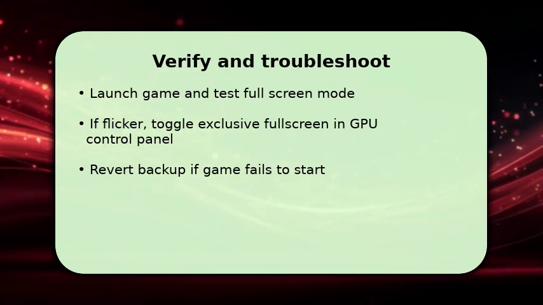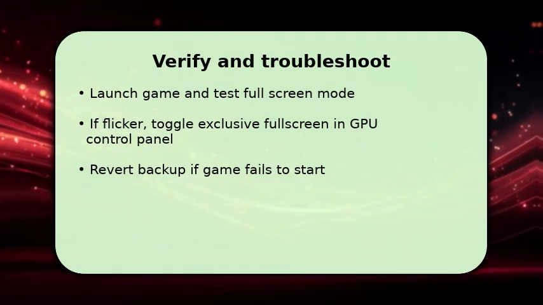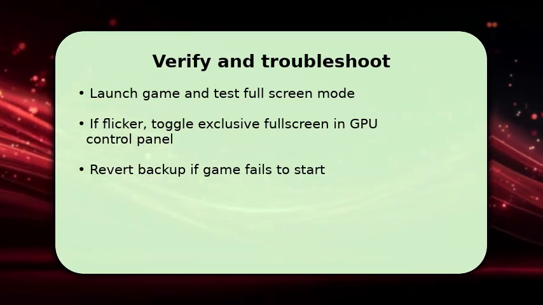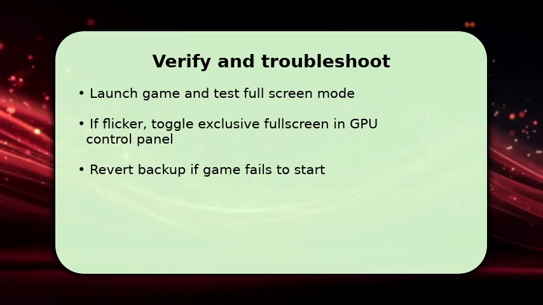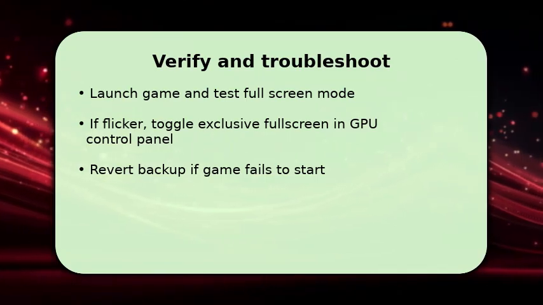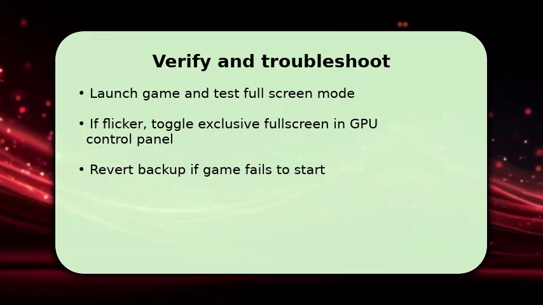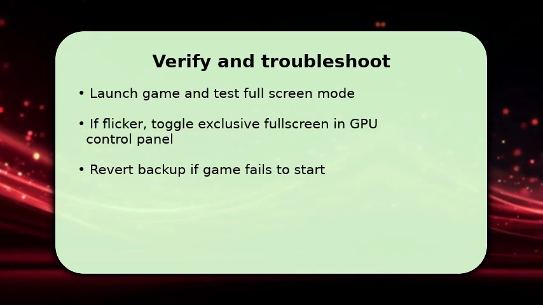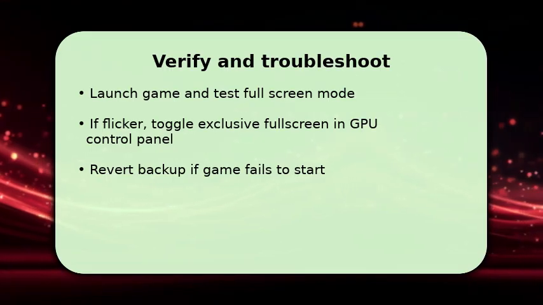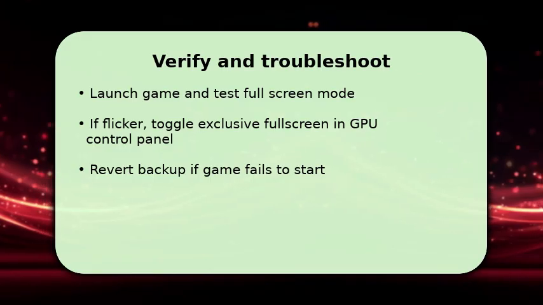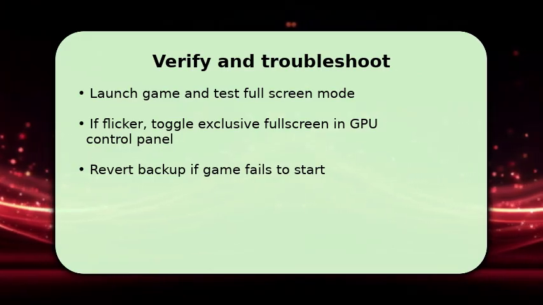Launch The Sims 2 and confirm it opens in full screen. Check menus and live mode for correct scaling. If you see flicker or black bars, open your GPU control panel and enable exclusive full screen or adjust scaling to display. Once done, if the game refuses to start, revert to your backup file and retry edits with smaller changes. This gives you a safe rollback and isolates which setting caused the issue.